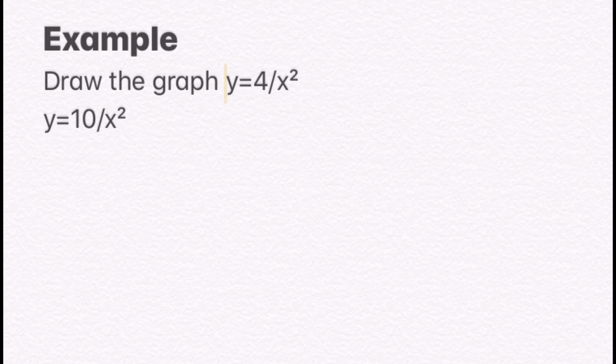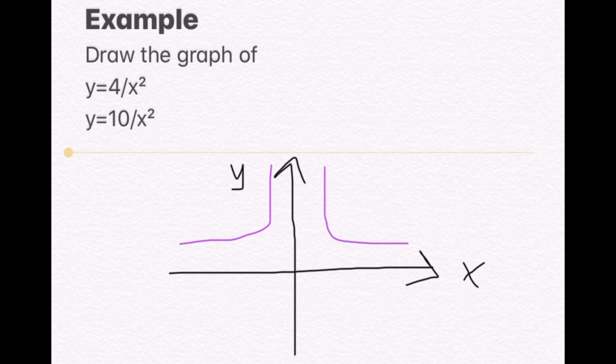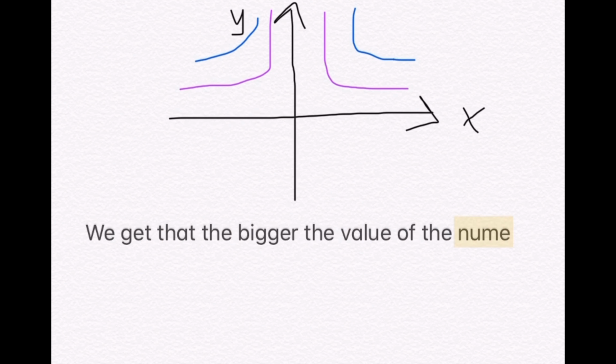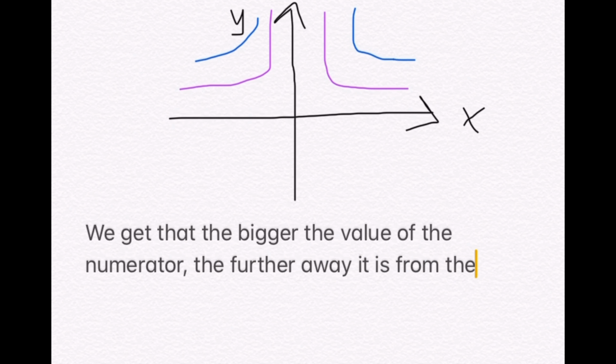Now let us look at an example of this, in which we have to draw the graph of y equals 4 over x squared and y equals 10 over x squared. You would immediately know that this graph will have its y-axis to be all positive. After doing many questions, you will get a general idea that the bigger the value of the numerator, the further away it is from the axis.